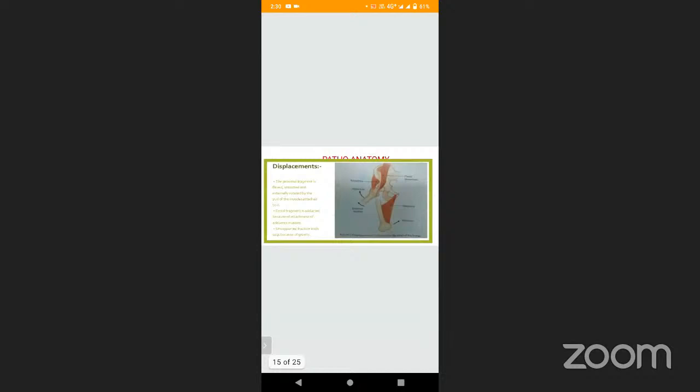Now we come to the pathoanatomy of femoral shaft fracture. Actually, the femur is divided into three regions. First is the trochanteric region.